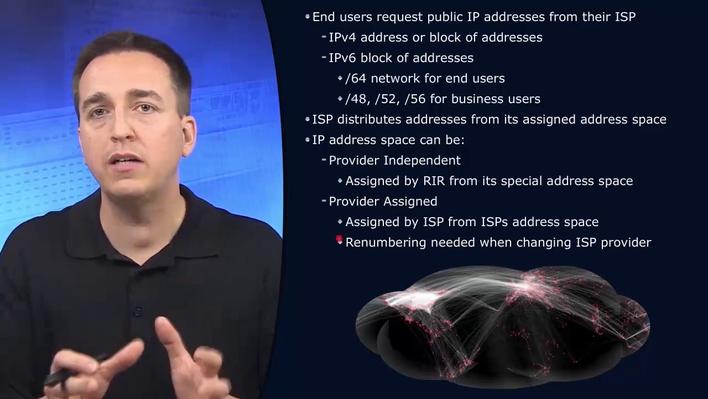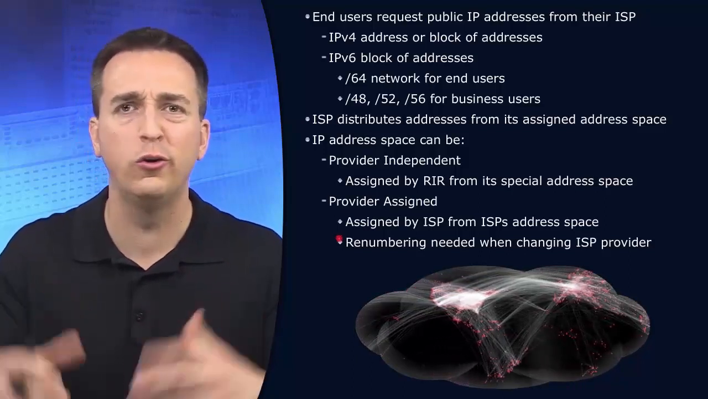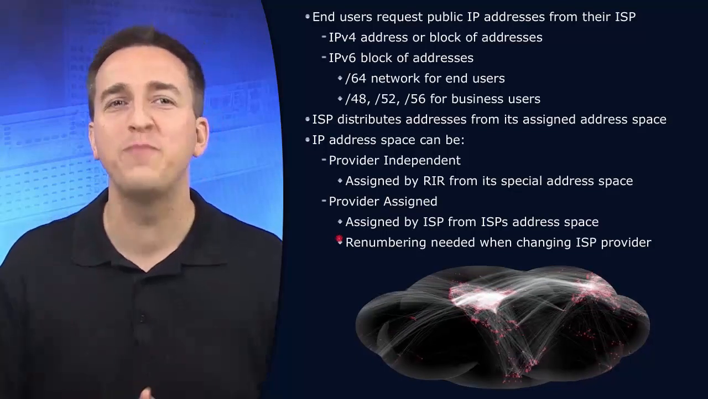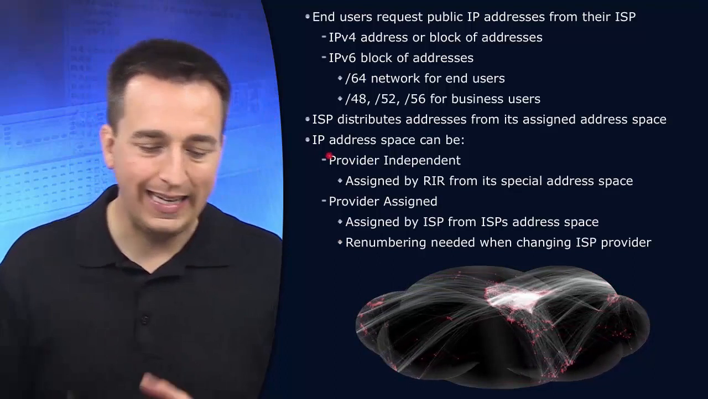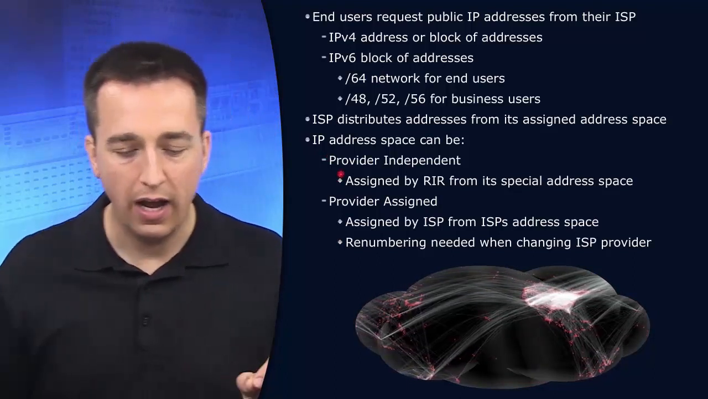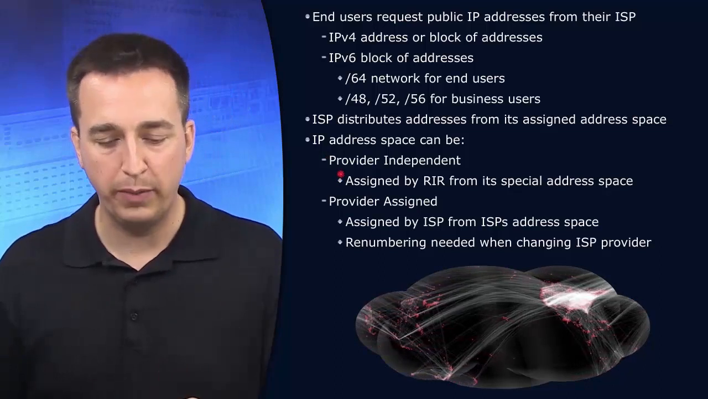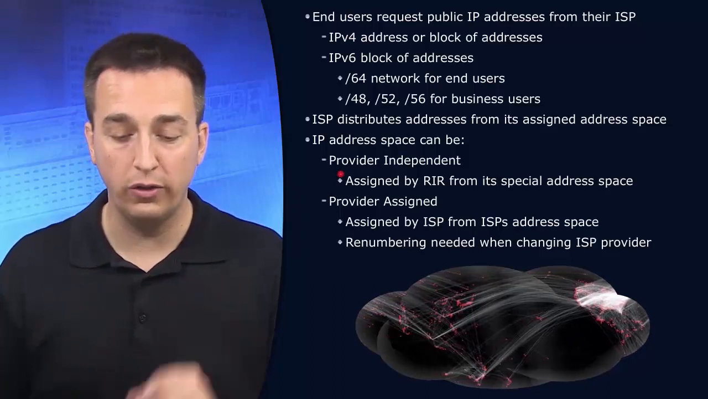But what if you are connected to multiple ISPs? ISP1, ISP2, dual link, dual home, dual routered, whatever it may be. Well, this is where the provider independent option comes into play. And in this case, you are assigned your IP address space from the internet registry, the local internet registry.